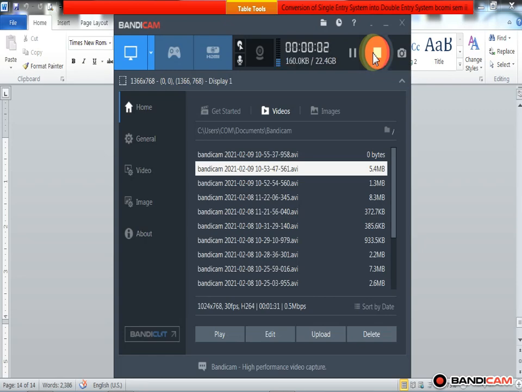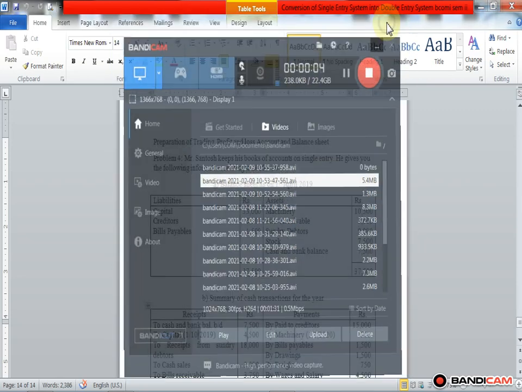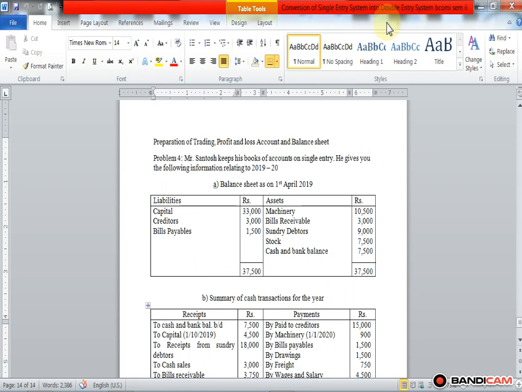Hello students, in our previous lecture we studied a practical problem on conversion of single entry. We prepared a cash account to know the closing balance of cash. We also prepared a total debtors account to know the closing balance of debtors, and a total creditors account to know the closing balance of creditors.